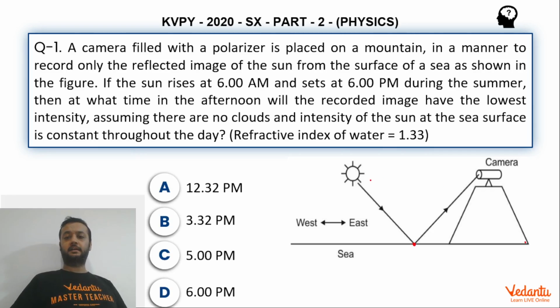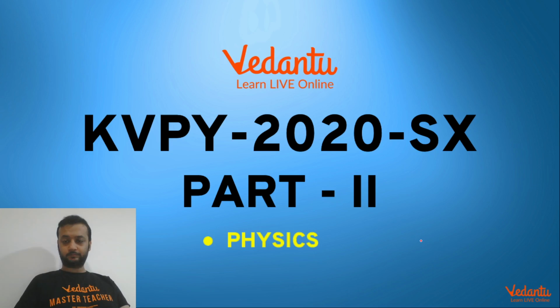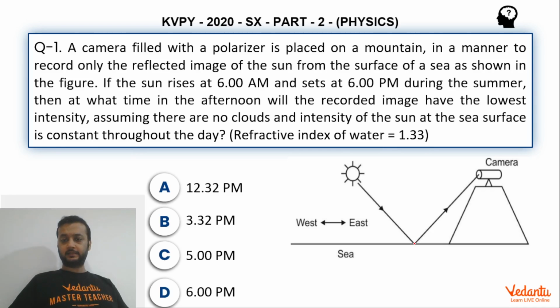Now it is said that there's a camera which has been installed like this. At a certain moment, what happens? The intensity recorded by the camera is lowest, and the light ray is coming from the sun, reflects from the surface of the water, whose refractive index has been given as 4 by 3, actually 1.33, which we can write as 4 by 3 approximately. So this will go back to the camera after reflection. Okay, so it is said that the intensity of the light is minimum.